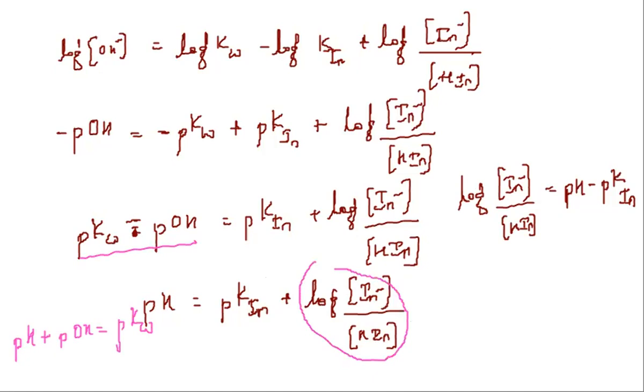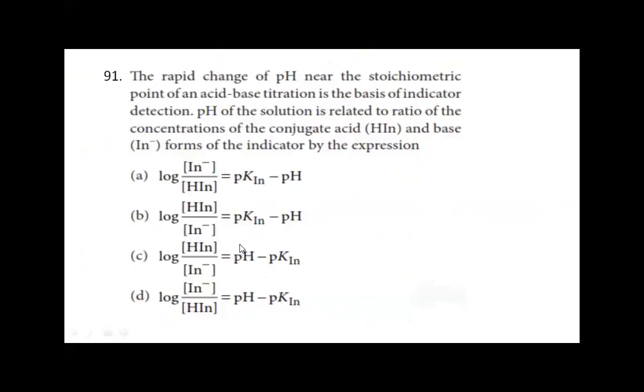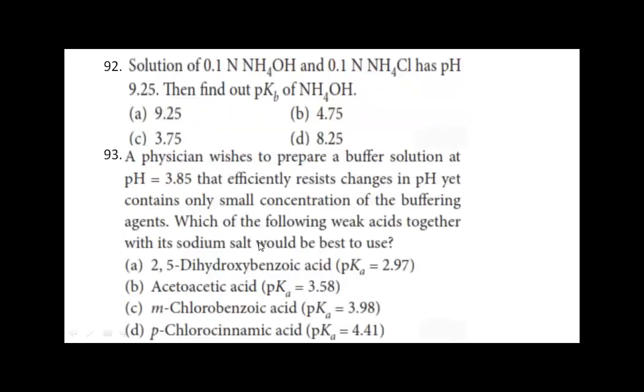Yes, pH minus pKin, because my options have got that. So what is the correct option? Log In minus upon log HIn is equal to pK. No, which is the correct option? It is option D. Log of In minus concentration upon concentration of HIn is equal to pH minus pKin. Yes. Next question.